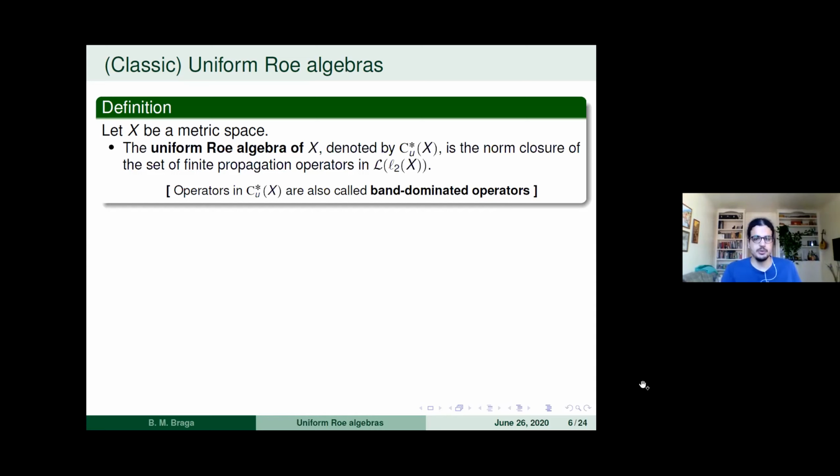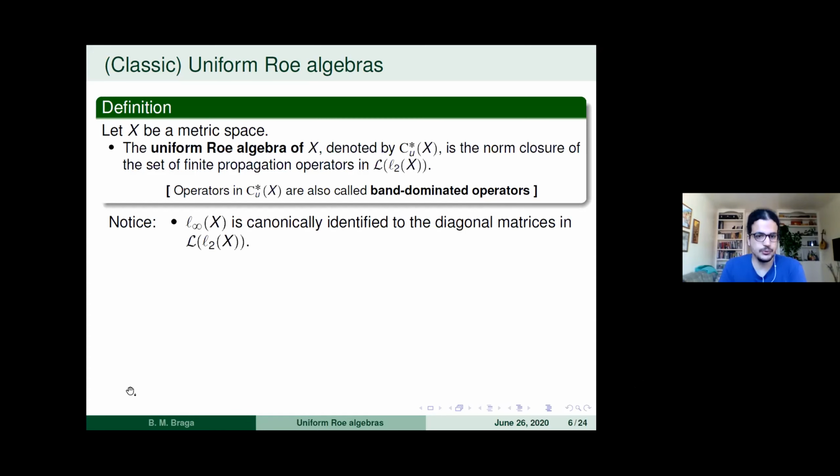Okay, so some simple properties of these algebras that are good to have in mind since we're going to be looking at them for the entire talk. First, if you look at our old friend ℓ^∞, you can canonically identify this ℓ^∞, even as an isometric C*-isomorphism, with the matrices which have zero everywhere except on the diagonal. I'm just multiplying coordinate-wise an element of ℓ². This is the operator that each element of ℓ^∞ represents here. Since those are just the diagonal matrices, the propagation is zero. So ℓ^∞(X) is contained in the uniform Roe algebra of X, regardless of the metric.